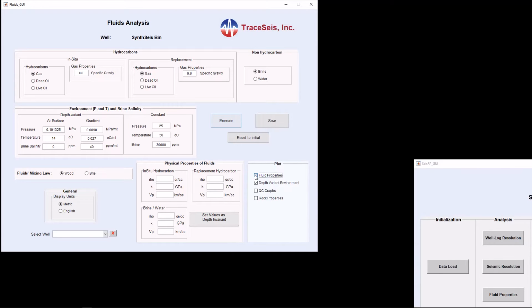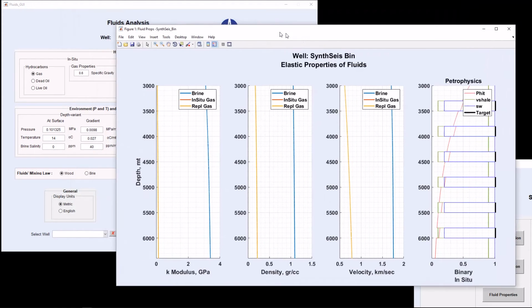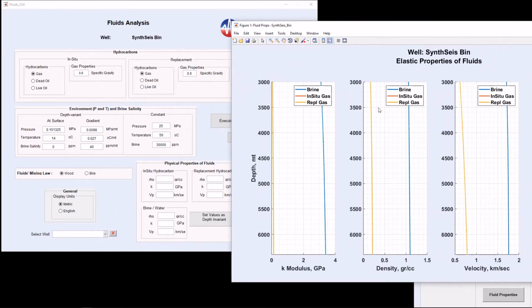We can also QC the fluid properties that would be obtained using the conditions specified above. Here we have the bulk modulus of the brine, the in situ gas, and the replacement gas. In this case, since the in situ gas and the replacement gas have the same properties, we only see one line. Here are the values of density for the brine and the gas, and the velocity.